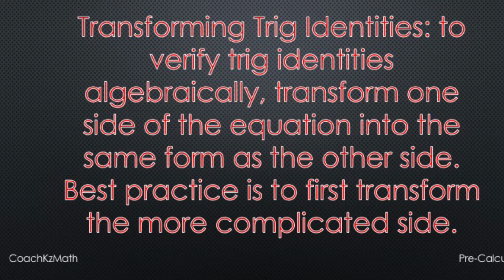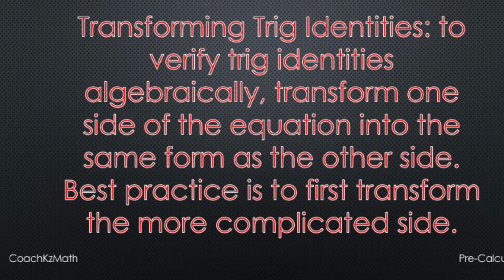Transforming trig identities. To verify trig identities algebraically, what does that mean? It means to verify them using properties of algebra. Methods that we're used to with solving equations. What you must do is transform one side of the equation into the same form as the other side. In other words, make one side look exactly the same as the other side of the equation.